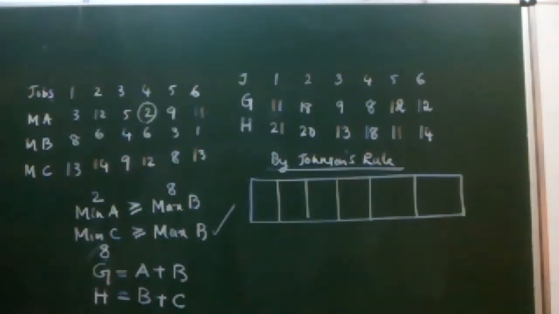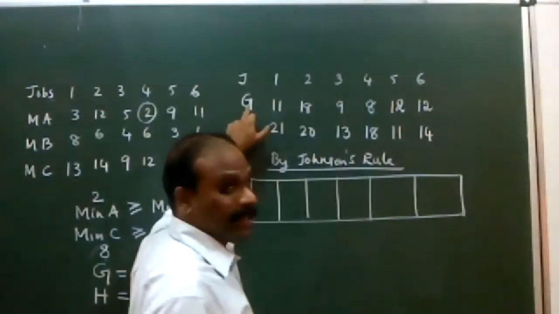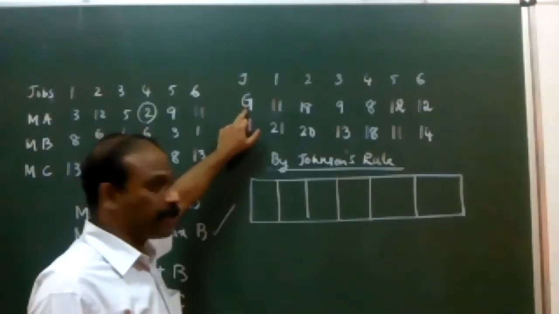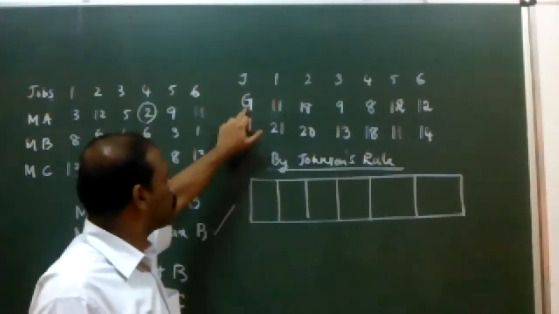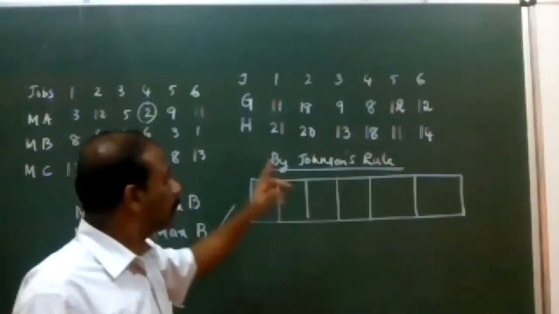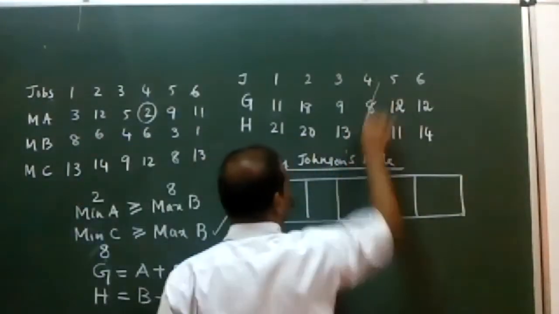Now, if you look at this entire question, that is G and H, which is the lowest processing time here? Please look at the board clearly. 8, sir. 8 is the lowest value, and you can see that 8 happens to be on machine G. Since it is on machine G, it has to be assigned from the left side. So which is the first job to be assigned? Job number 4. So job number 4 has to be assigned.